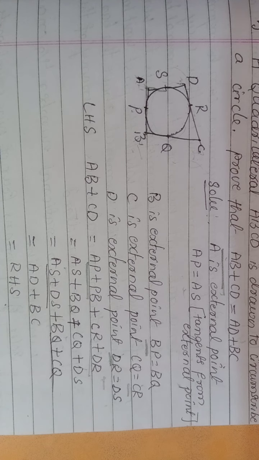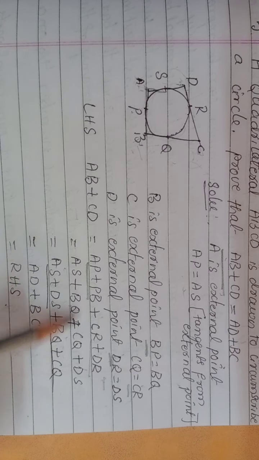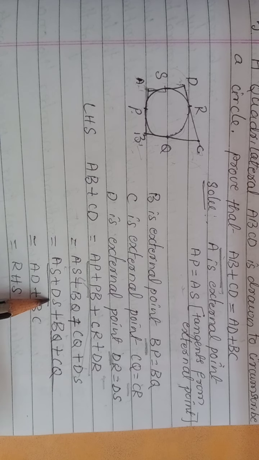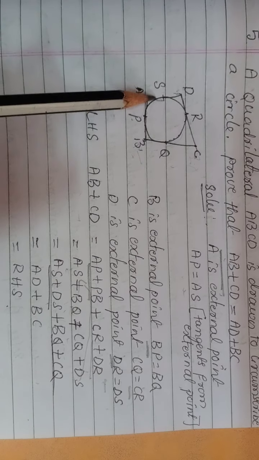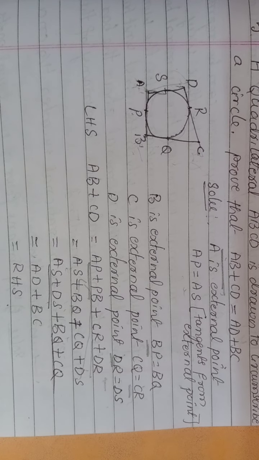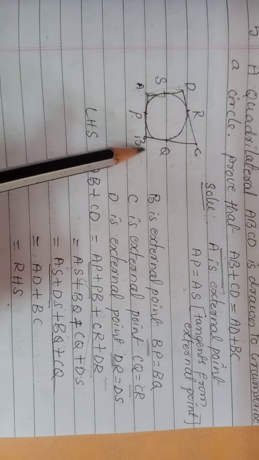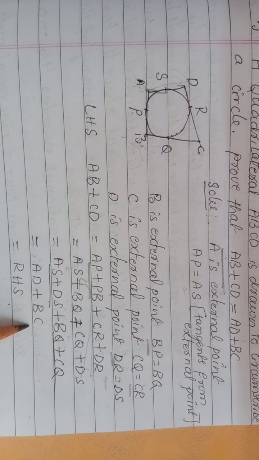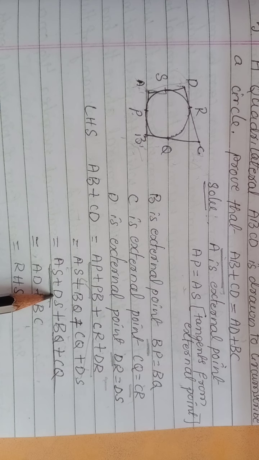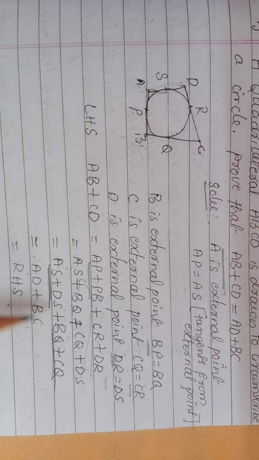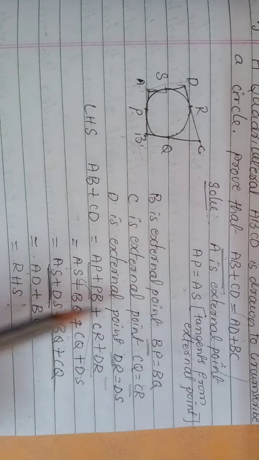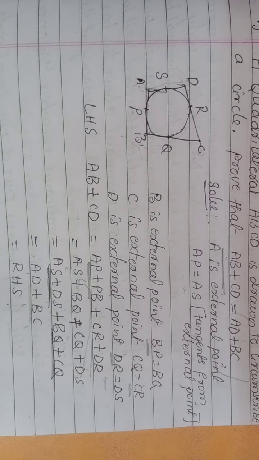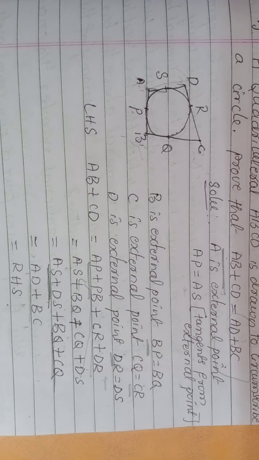Clear? Now we have substituted. Bring the terms together: AS, DS to one side, and BQ, CQ to the other. Just observe the figure. AS plus DS is nothing but the side AD. In the same way, BQ plus CQ is nothing but the side BC. So instead of these you substitute AD and BC. It is nothing but our RHS. We got the RHS. Okay children, the few more problems of the exercise we will solve in the next class. Thank you.